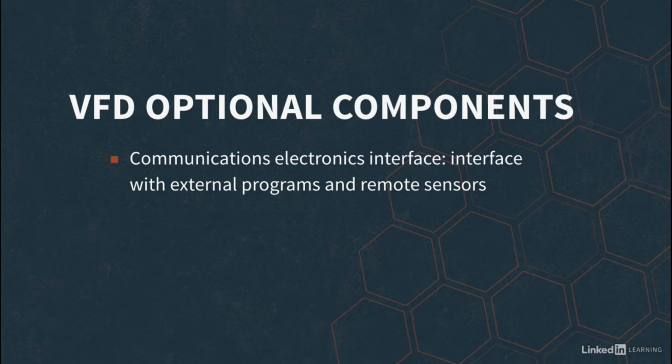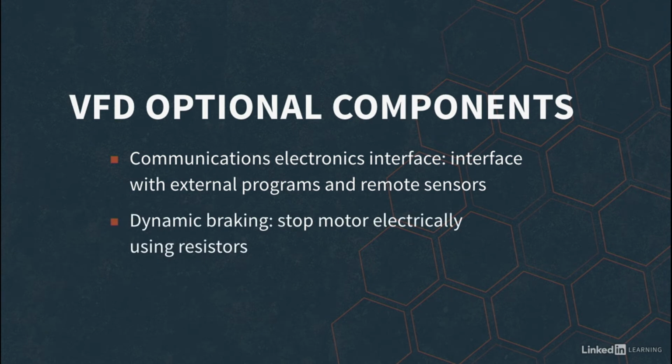remote sensors. Dynamic braking. Dynamic braking allows a VFD to electrically assist in stopping a motor. This may include resistors to help absorb some of the voltage that would normally go to the motor. You see, there's a lot of other options that a VFD may have to help control or monitor a motor. These are just some of the most common ones.